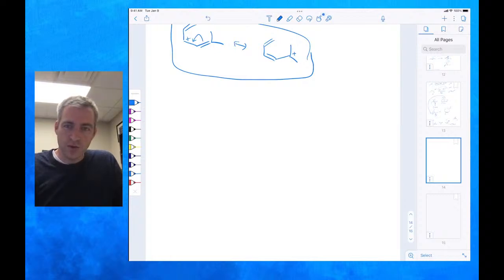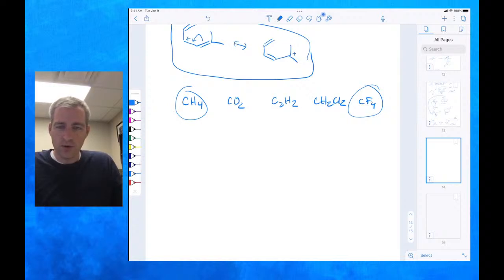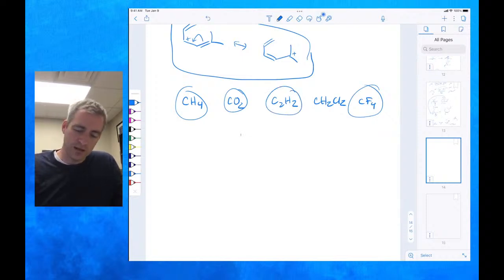This says which of the following molecules will be polar, and the choices are CH4, CO2, C2H2, CH2Cl2, and CF4. So CF4 and methane are both nonpolar. They're both perfectly symmetric tetrahedral molecules. CO2, perfectly symmetrical linear compound. C2H2 is a perfectly symmetrical compound as well. So everything cancels in those four.